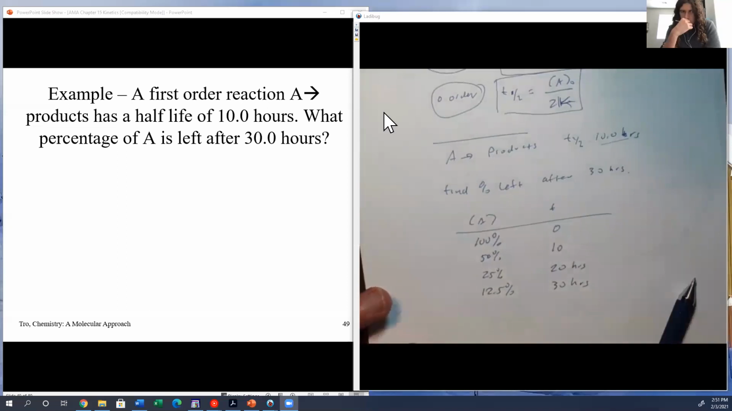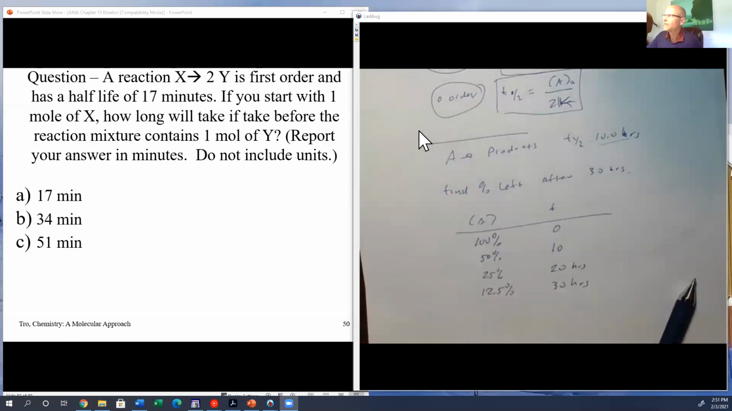Okay. All right, here's the question I have for you. This is a little bit of a tricky question. I'm going to let you go ahead and try it first, and then I'm going to give you a clue in just a few seconds. Just read it over. The reason it's tricky is because of this: X goes to 2Y, right? You have to take into account not just the half-life, but also the stoichiometry.